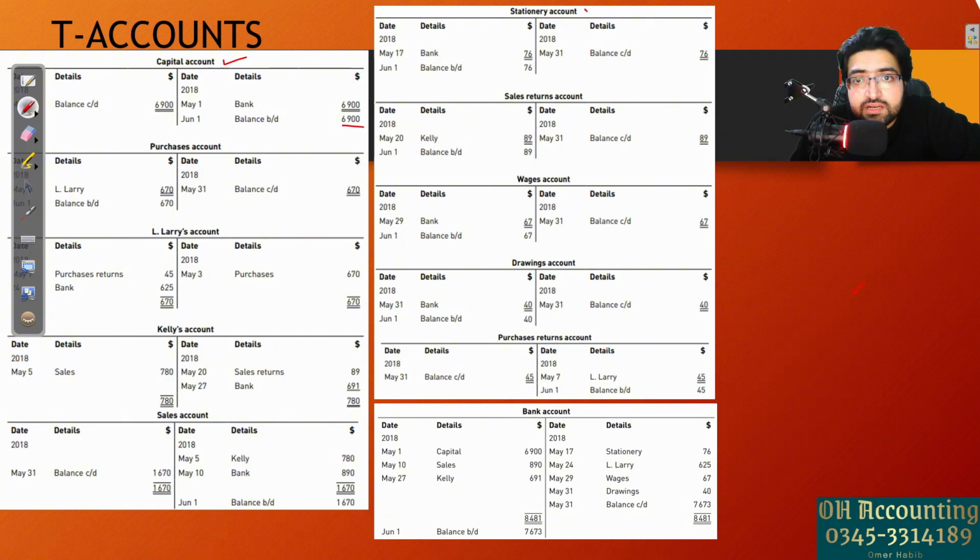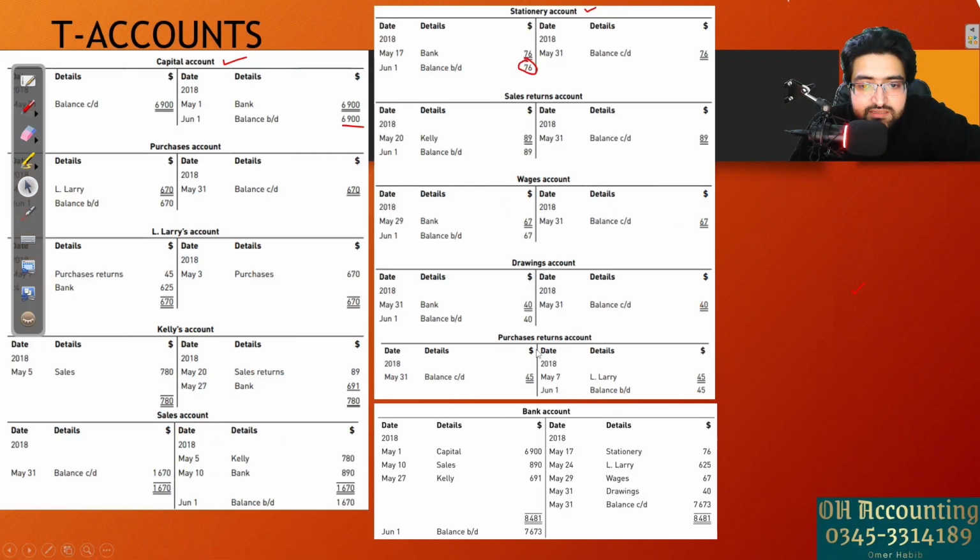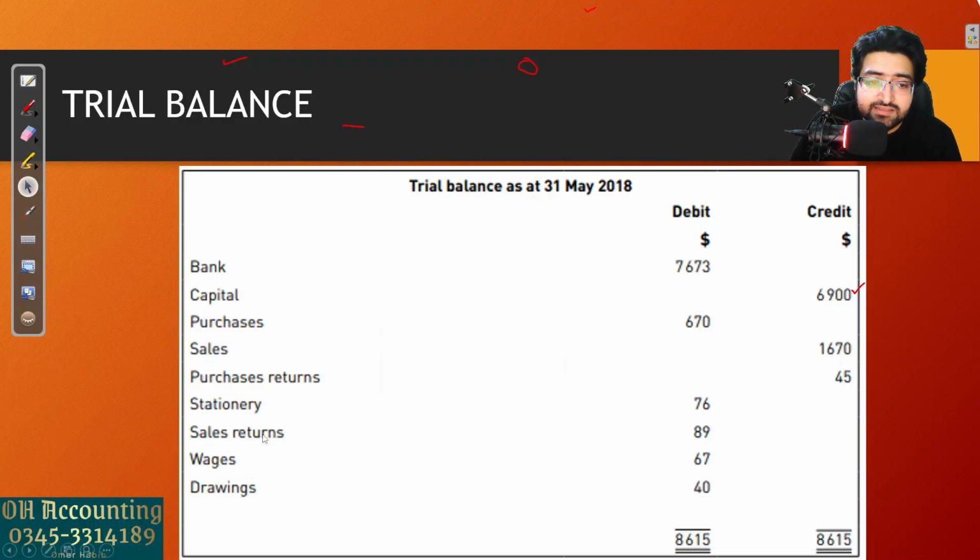This is the stationery account. So as you can see, the final balance is 76 and it's on debit side. So in the trial balance, I will write stationery and record the final balance of 76 on the debit side. Let's see sales returns now. Sales returns are here. Final balance is 89 on debit. So in the trial balance, sales returns, final balance is on the debit side and it's 89. So understand, very simple and basic.